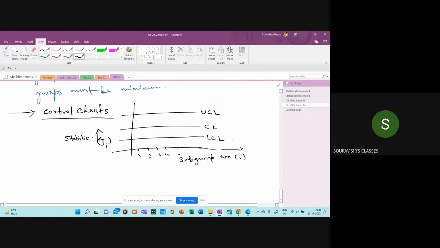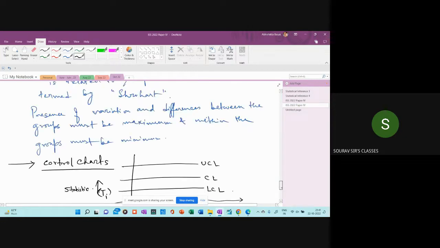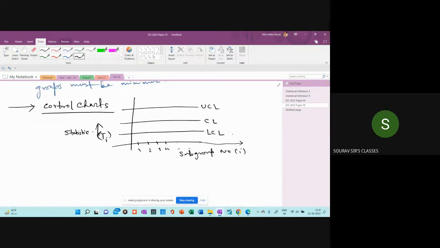So what is the concept of this? Corresponding to each subgroup, we plot the corresponding statistic in this particular chart. The chart places the value of the statistic on a preset scale, as per our choice, which is the UCL and LCL. If the point falls over here, these are the exact good quality products, the blue ones.